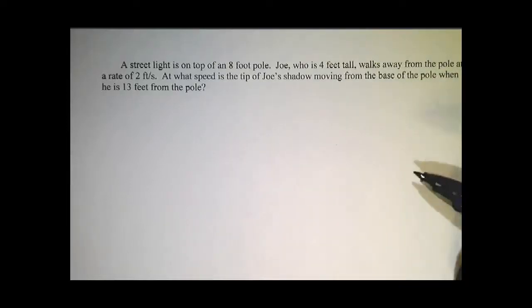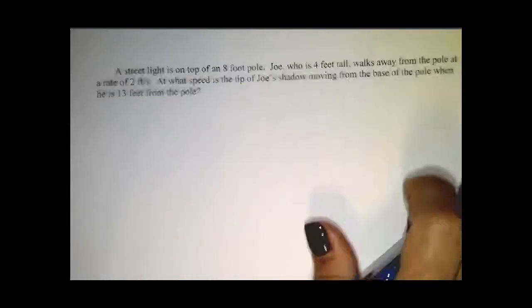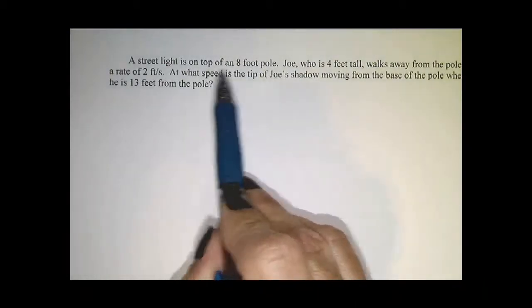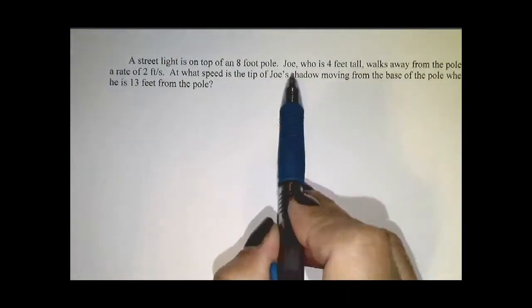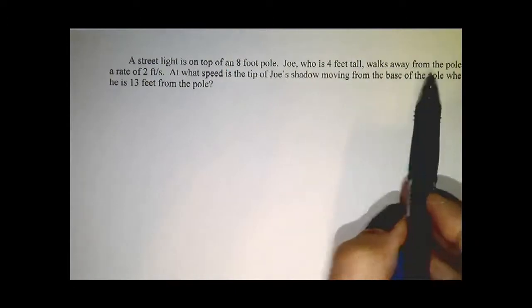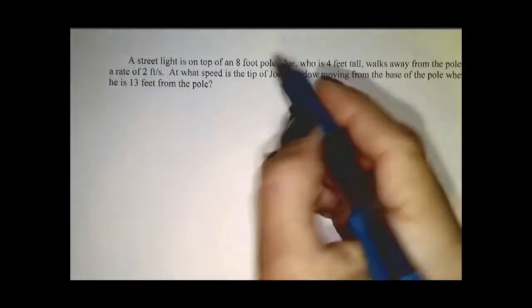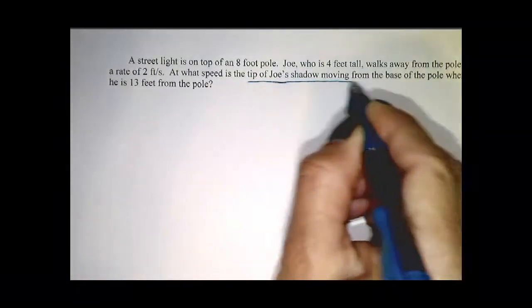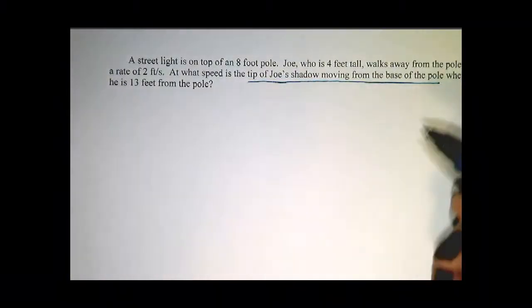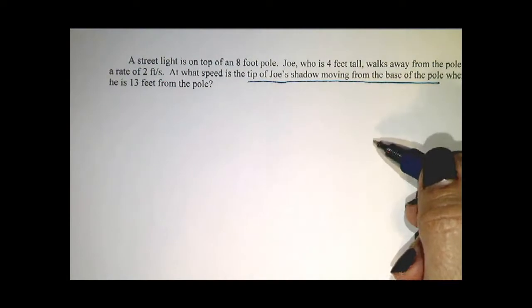Let's look at this example of a related rate problem. In this one, a streetlight is on top of an 8-foot pole. Joe, who is 4 feet tall, walks away from the pole at a rate of 2 feet per second. At what speed is the tip of Joe's shadow moving away from the base of the pole when he is 13 feet from the pole?